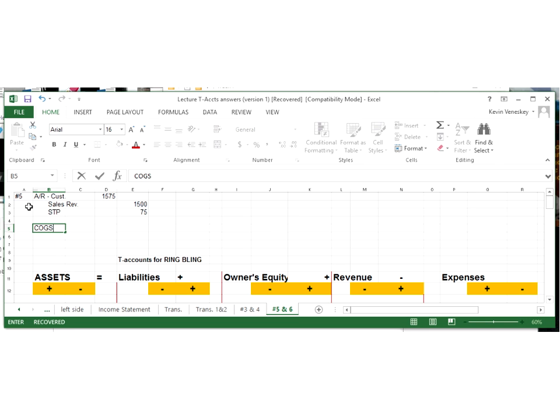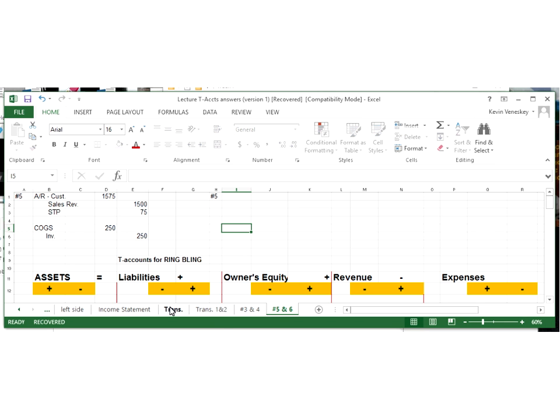But I also need to update my cost of goods sold because I did get rid of this particular ring. And I can remember back that it cost me $250 to buy it up front. So that's an expense that I need to show as a cost of goods sold.